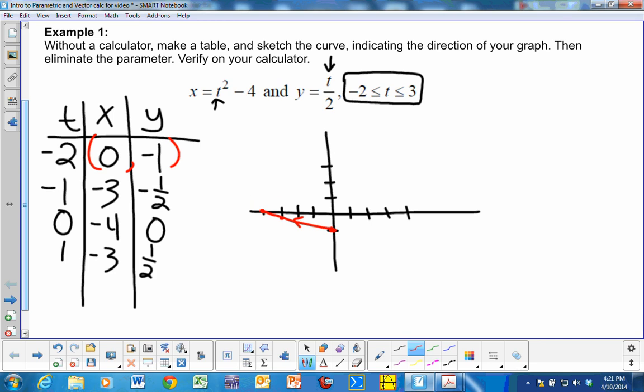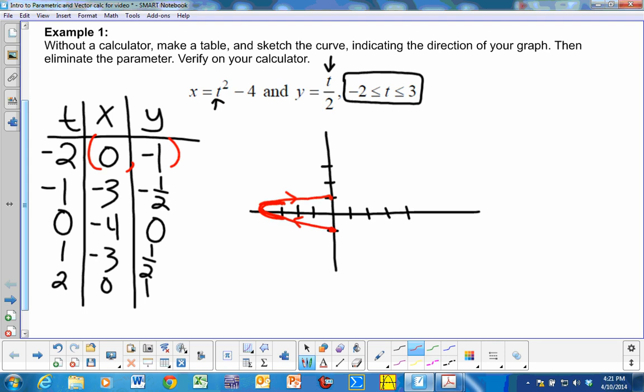Come around this way through this point. The board isn't oriented very well there. And then we're going to get 0. If we plug in t equals 2, we're going to get 0, 1. So our next point is at 0, 1. So we're coming right through here. And I'm going to put an arrow so I know we're going that way.